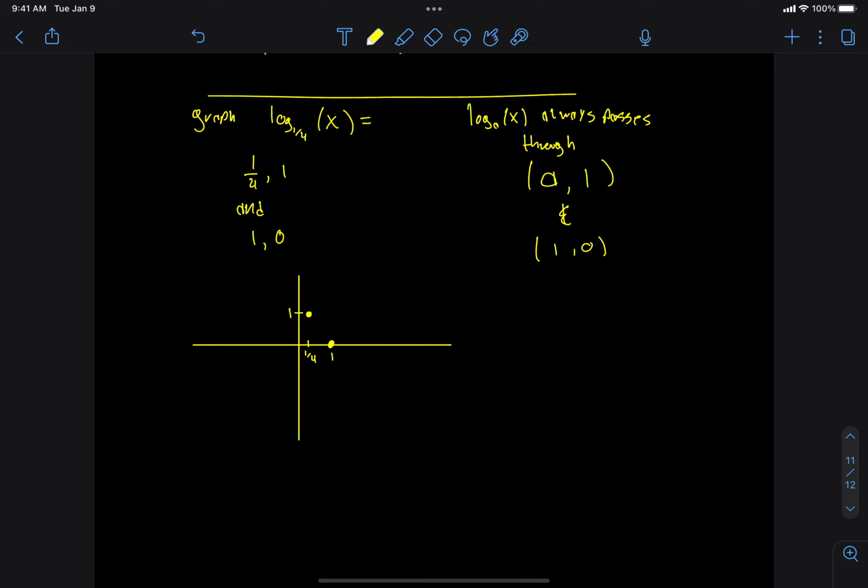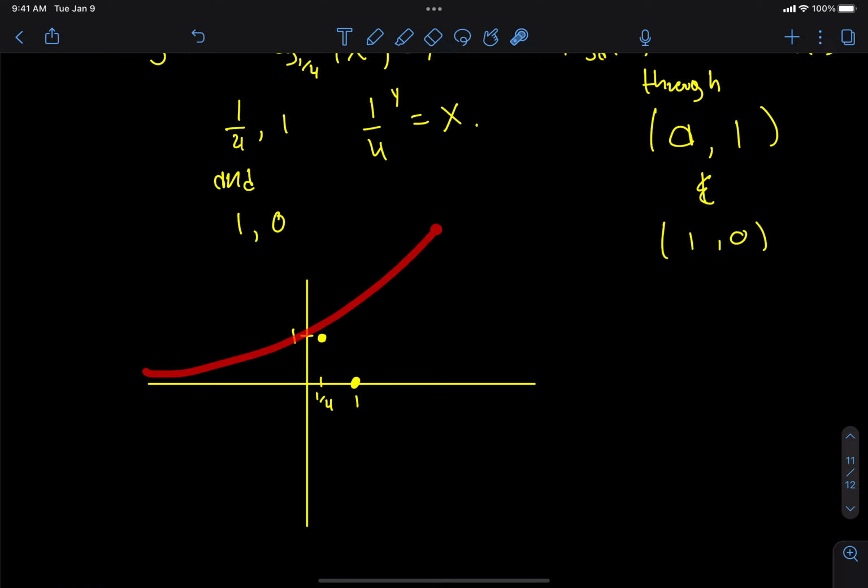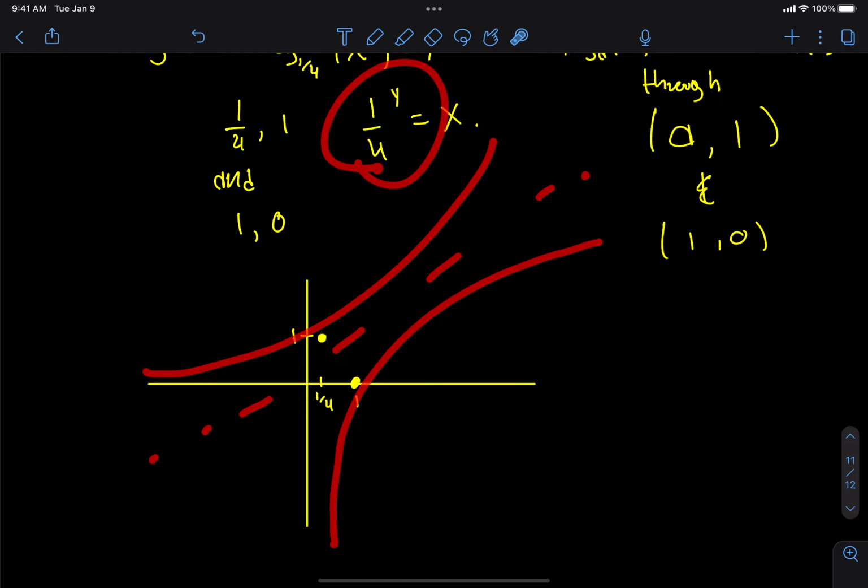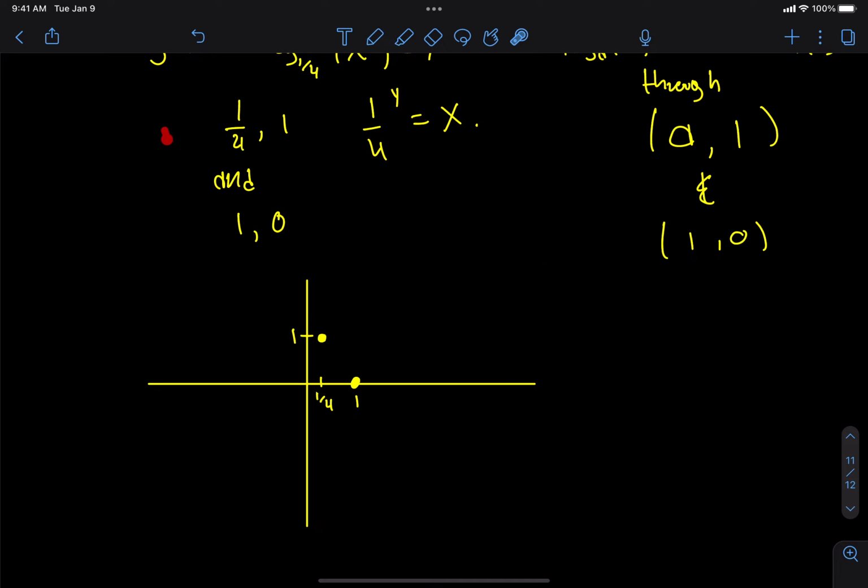If this is equal to y, the corresponding exponential equation would be 1/4 to the power y is equal to x, right? If I were to graph a normal exponential function, it looks like this. So when we reflect it about the line y equals x, it looks like this, right? But here's the deal. 1/4 to the power x is not an exponential growth function, is it? It's an exponential decay function.